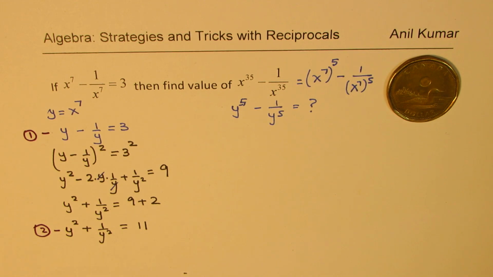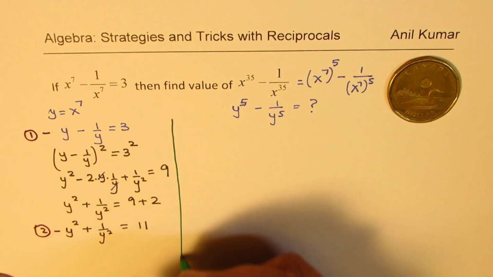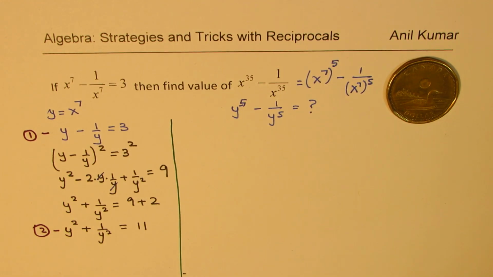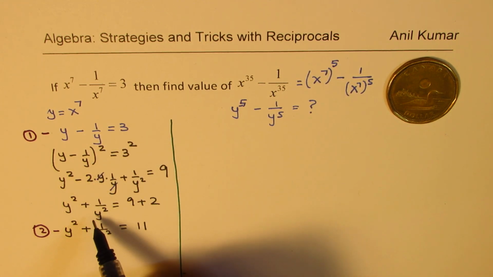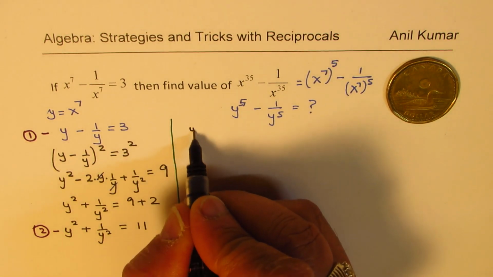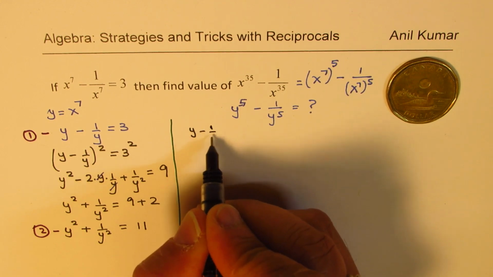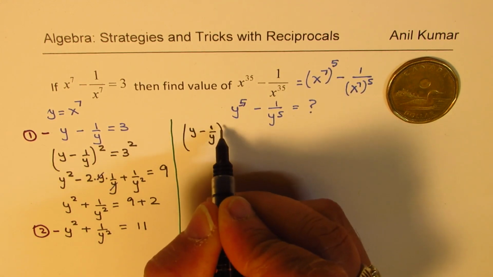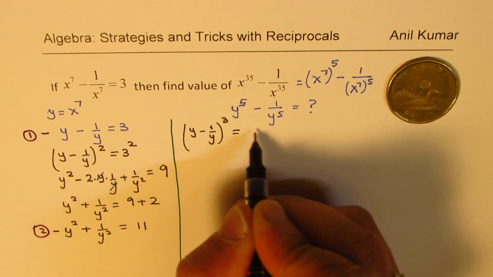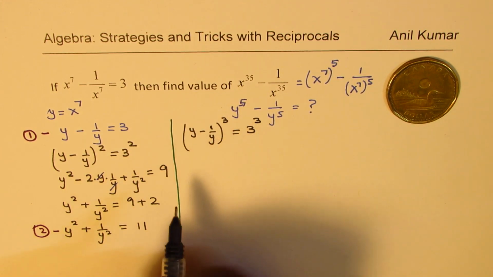And now we'll also find the cube of this, right? Only then we can get to power of 5. So whenever you have power of 5, remember that we need to work with both square and cube. So this time we are going to find the cube of the expression y minus 1 over y. So we'll do 3 cube, right?